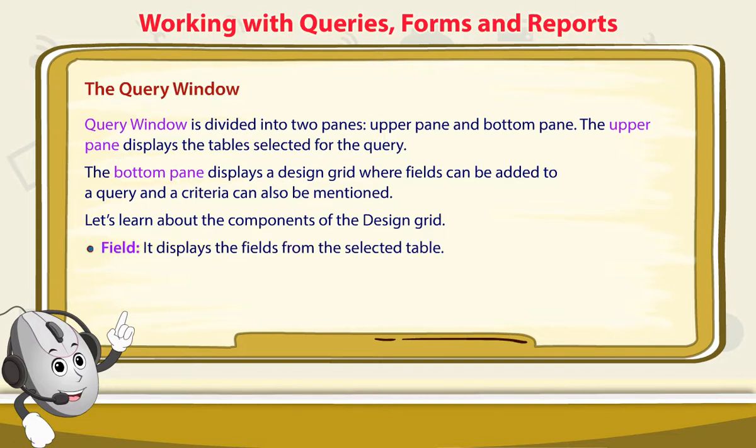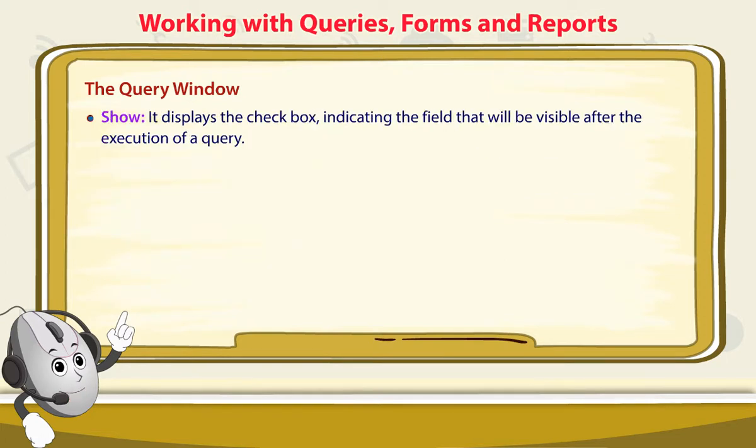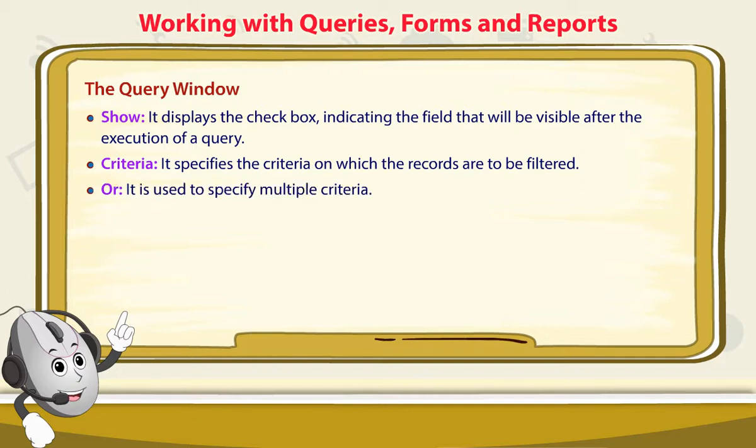Field. It displays the fields from the selected table. Table. It displays the name of the table. Sort. It is used to sort the data either in ascending order or descending order. Show. It displays the checkbox indicating the field that will be visible after the execution of a query. Criteria. It specifies the criteria on which the records are to be filtered. Or, it is used to specify multiple criteria.